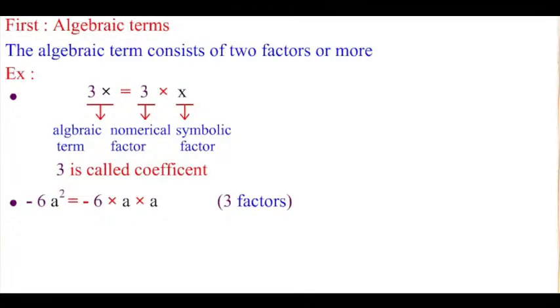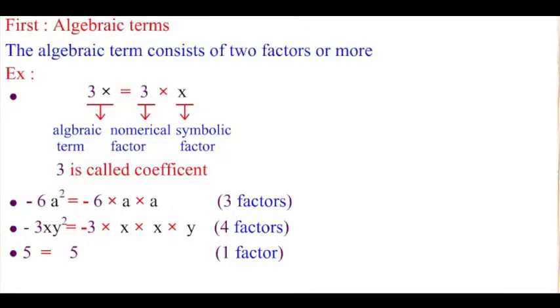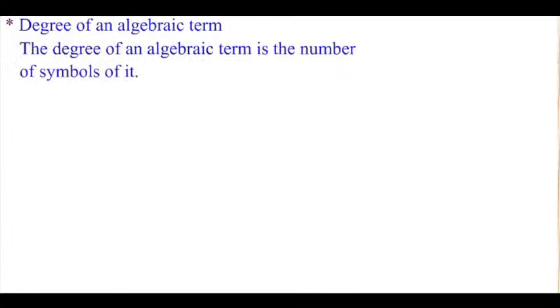We have 3 factors. Negative 3xy squared equals negative 3 times x times y times y, 4 factors. 5 equals 5, 1 factor, is called a free term or absolute term. Degree of an algebraic term. The degree of an algebraic term is the number of symbols in it.